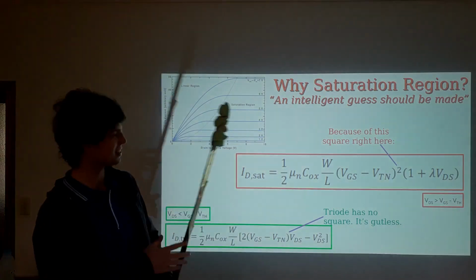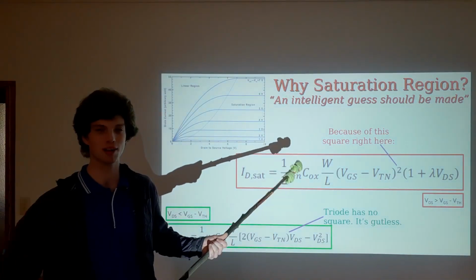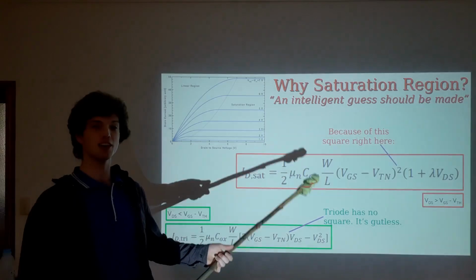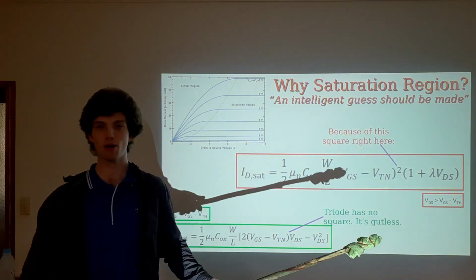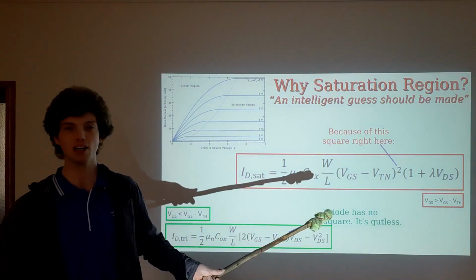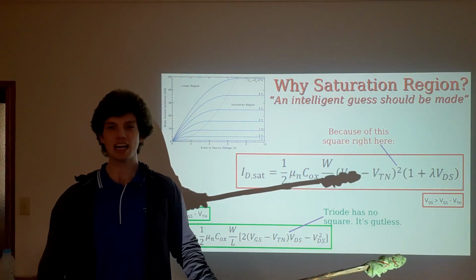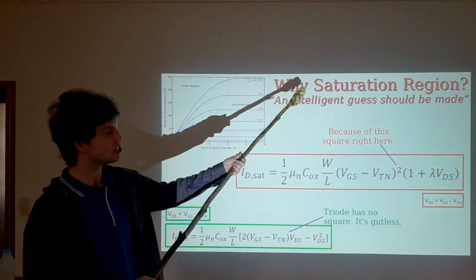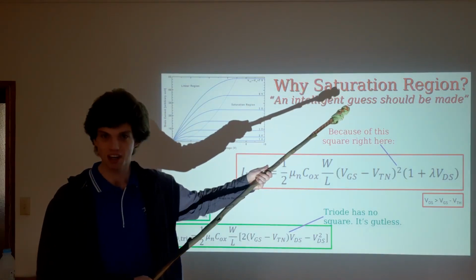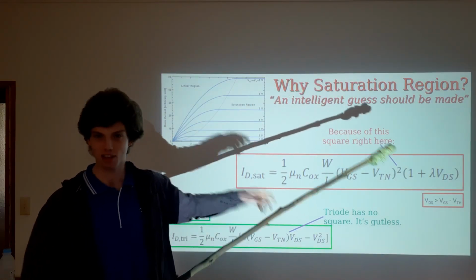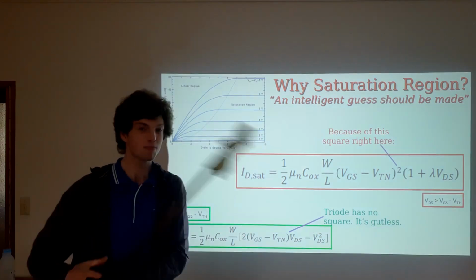As the lecturer in my course said during one of the lectures, you should make an intelligent guess as to what region the MOSFET is in, and then verify your guess. And you do need to verify the guess, but you don't need to guess what the intelligent guess should be. The intelligent guess is saturation region. Any other guess is unintelligent. This is where it's at.